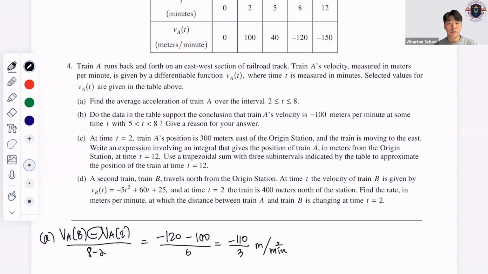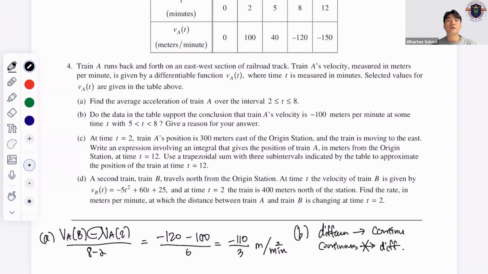To use the IVT, we need to show that the function is continuous. We know that velocity is differentiable, and given that it is differentiable, we also conclude that it is continuous. So I'm going to rewrite that here.